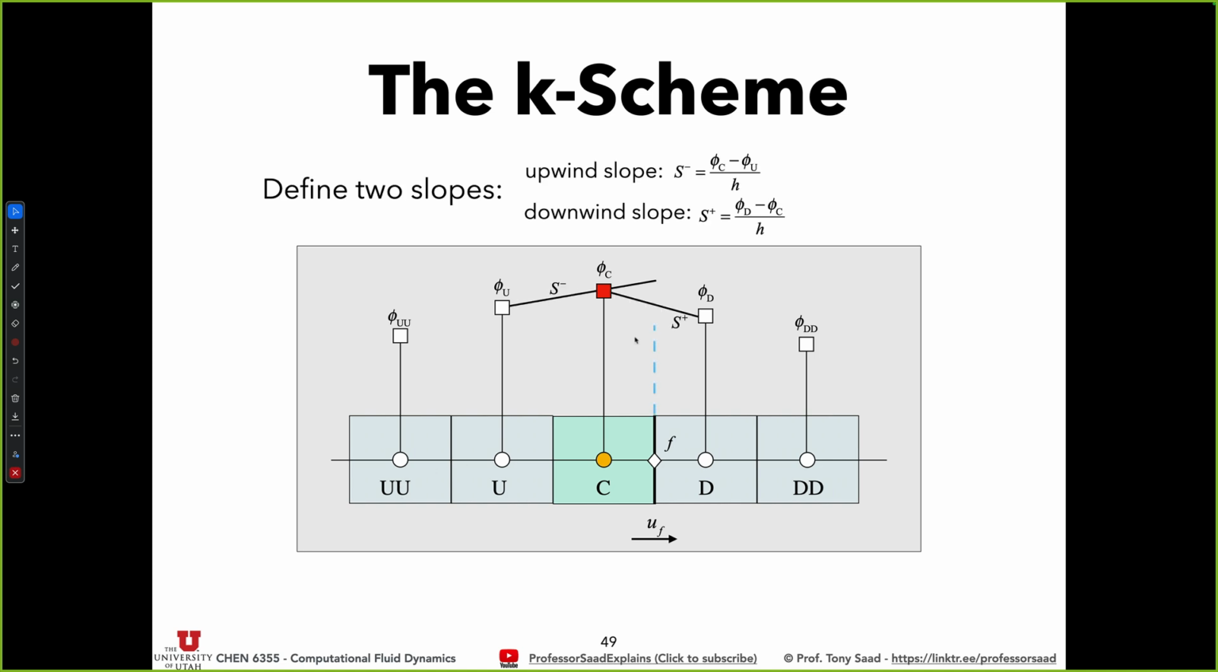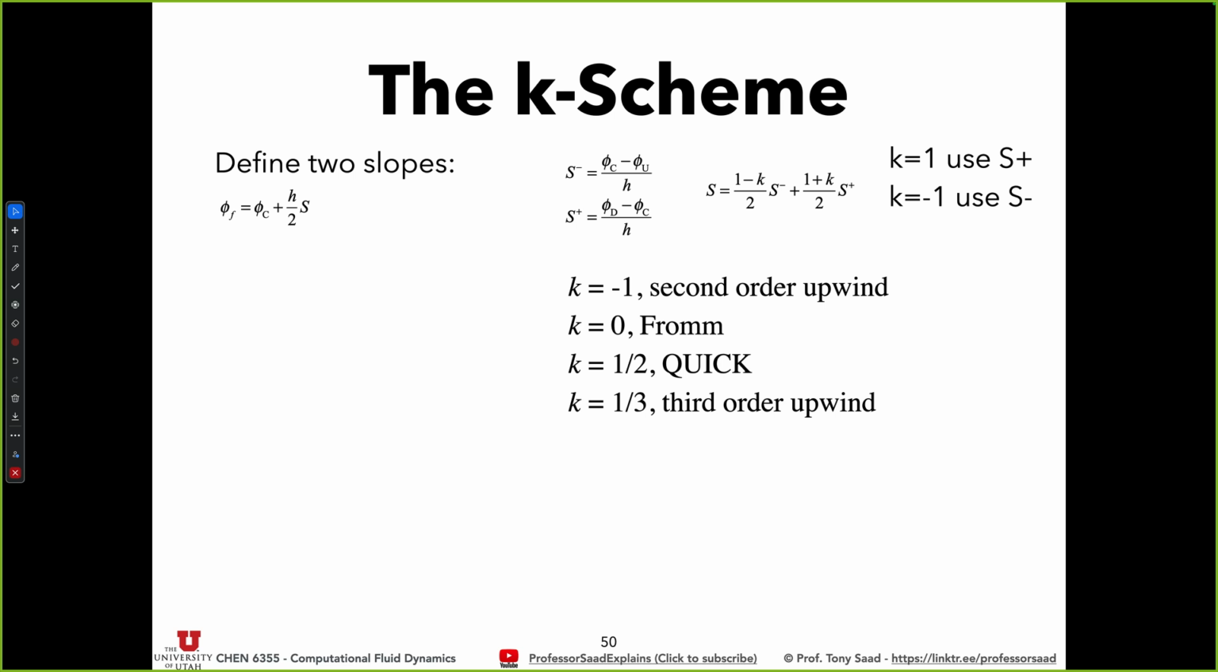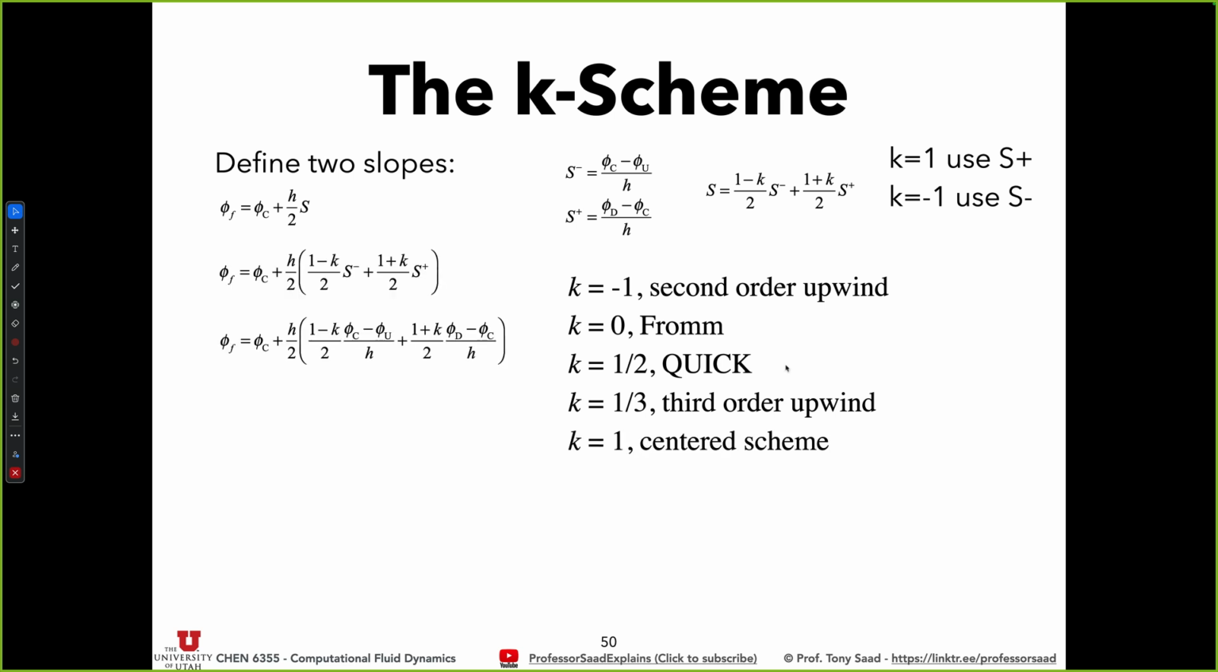And we came up with the K scheme, which is a combination of some forward biased differencing, some downwinding and some upwinding. You see a blend of the two, and we had this K parameter combining these two slopes. For K equal minus one, we recovered second order upwind. For K equals zero, we recovered the Fromm scheme. For K equal half, we recovered QUICK. Remember, QUICK fit a parabola between the different cell values. K equal one third is a third order upwind, and so on and so forth.